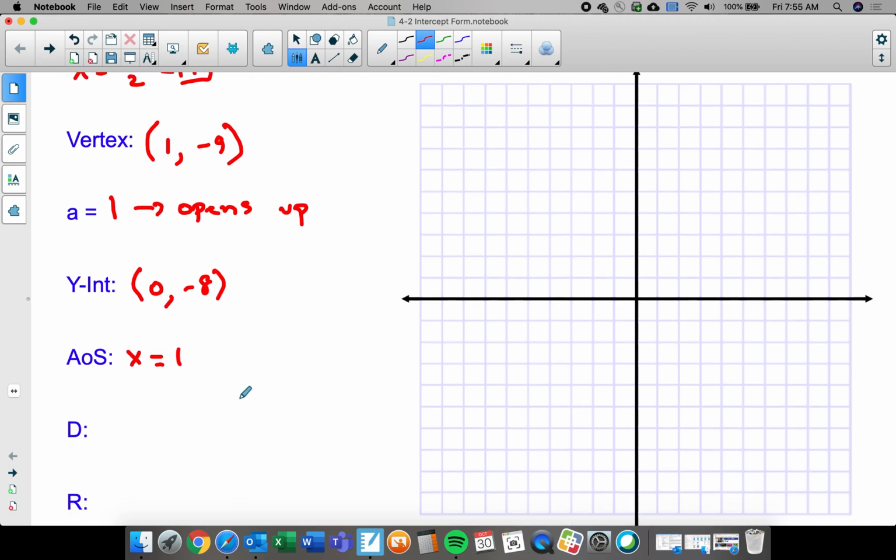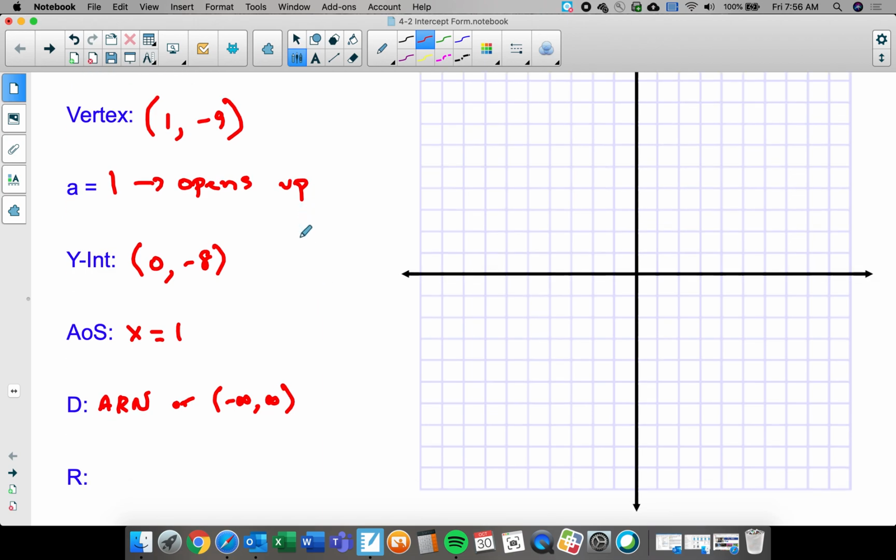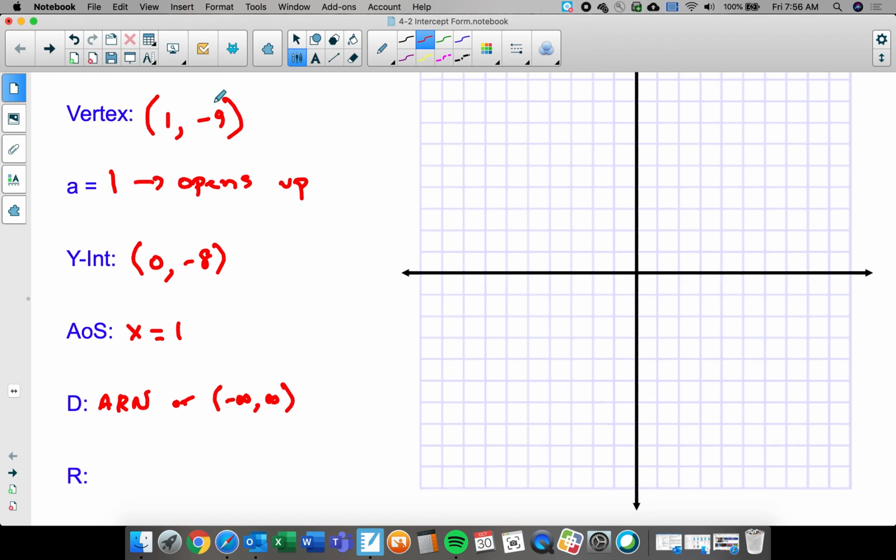Domain. We've talked about this before, that we can square any number, just like we could take the absolute value of any number. So my domain is going to be all real numbers. Or if you did it in interval notation, it would be from negative infinity to positive infinity, and everything in between. The range: because this opens up, remember, that means you're going to have a low point. So my lowest point will be my vertex, this negative 9 right here.